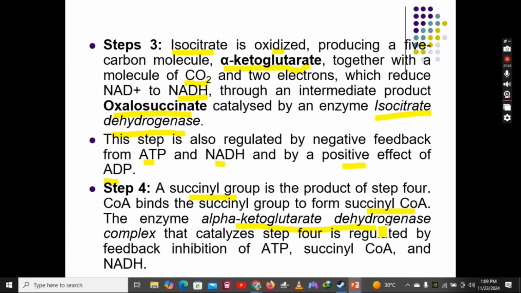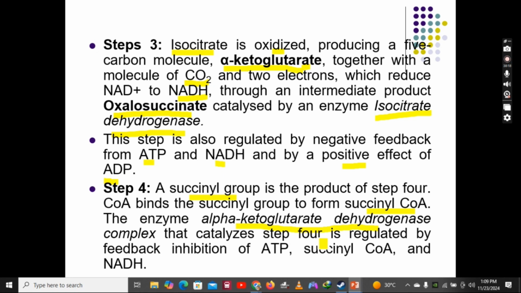Okay, we have the alpha ketoglutarate which comes in, and what will be produced is succinyl CoA, which comes from the succinyl group that attaches itself to a CoA enzyme. We have what is called succinyl CoA as the product that is produced at stage number 4.